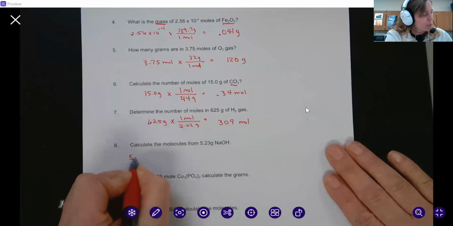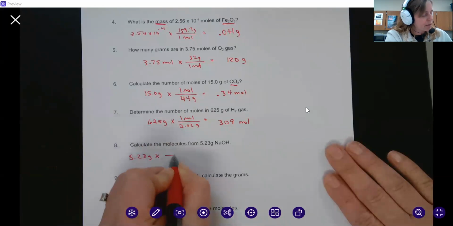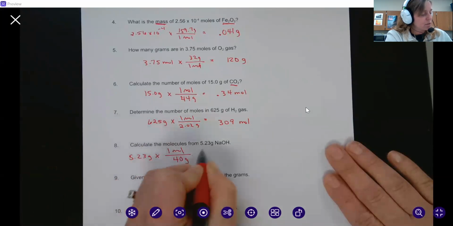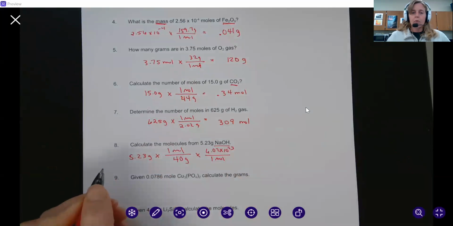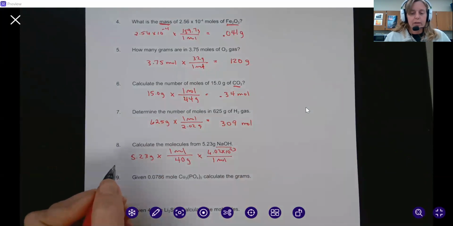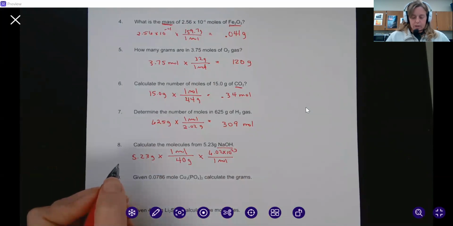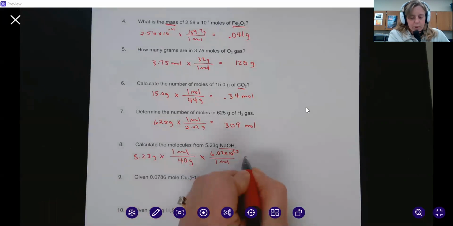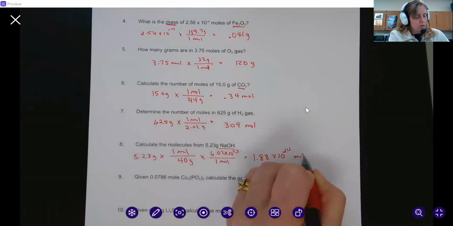So here you're going to say 5.23 grams divided by 1 mole, and it's going to be 40 grams here because that's the molar mass of NaOH, and then you're going to multiply that by 6.02 times 10 to the 23rd over 1 mole. So you're going to take 5.23 divided by 40, which is going to give you 0.13 moles, and then you're going to take the 0.13 moles and times it by the constant so that you end up with 1.88 times 10 to the 24 molecules. Okay?